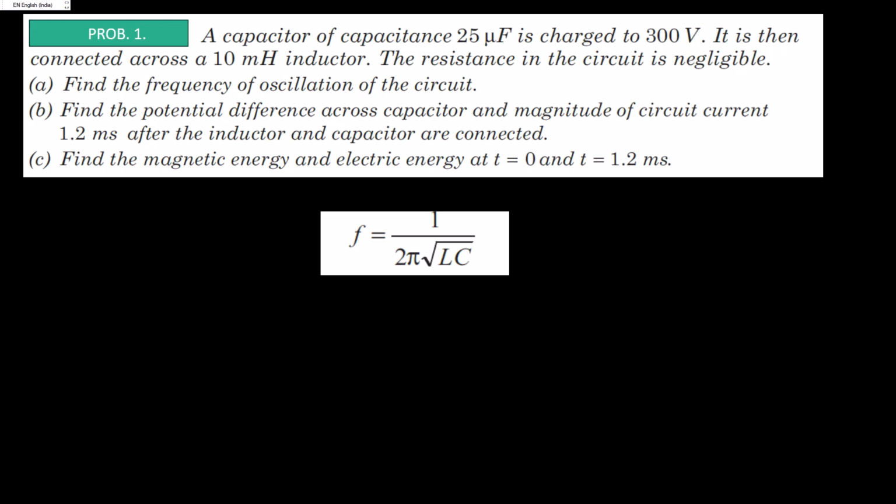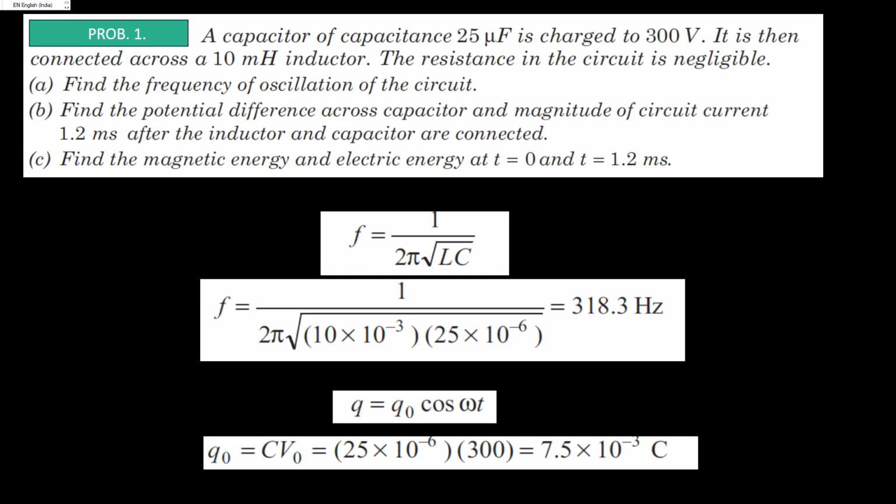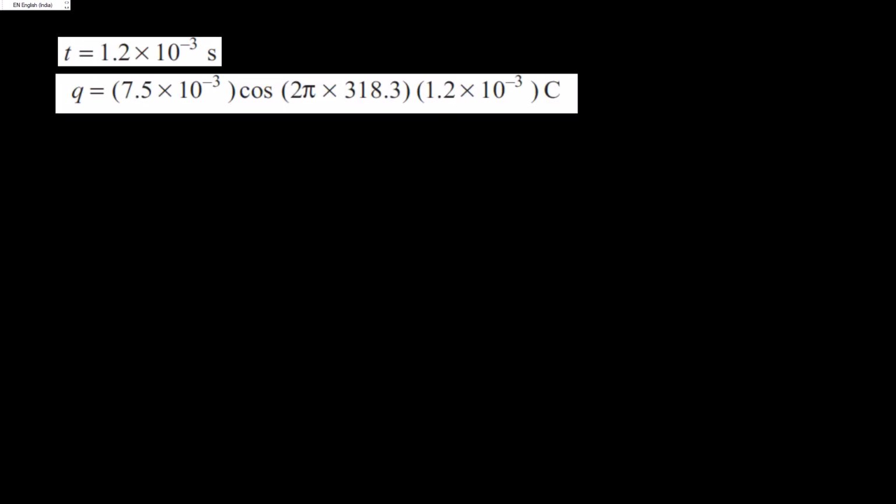The frequency of oscillation is 1 by 2 pi root over LC. After putting in the values we get frequency 318.3 Hz, and the charge Q0 is C V0, where C is 25 microfarad and V0 is 300 volt, and we get the initial charge Q0 equals 7.5 times 10 to the minus 3 coulomb. Now at time 1.2 millisecond the charge is 7.5 times 10 to the minus 3 cos of 2 pi times the frequency 318.3 Hz times the time 1.2 millisecond, and the calculation gives minus 5.53 times 10 to the minus 3 coulomb.